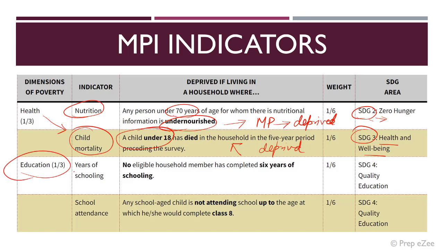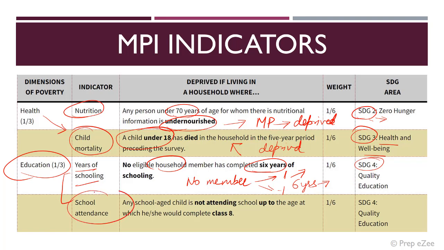Then we have education as a dimension, and in this we have 2 indicators. The first one is years of schooling. In years of schooling, we refer to whether within that household, no member has completed 6 years of schooling. For example, let's say a male member is there, then there is also a female head of the household, and then there are other members, for example, a grandparent. None of these persons have completed 6 years of schooling. This is called years of schooling. If none of these have completed 6 years of schooling, then it is considered a deprived household. This can come under SDG 4, that is quality education.